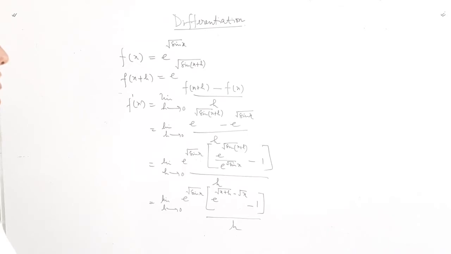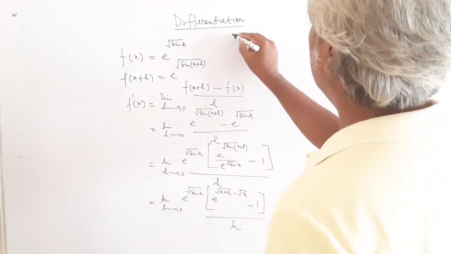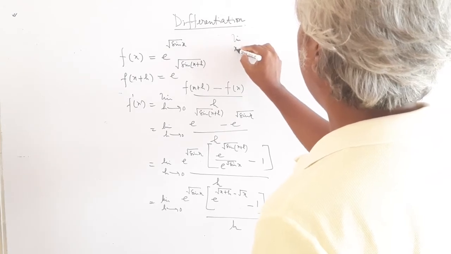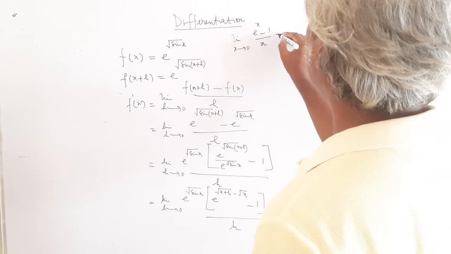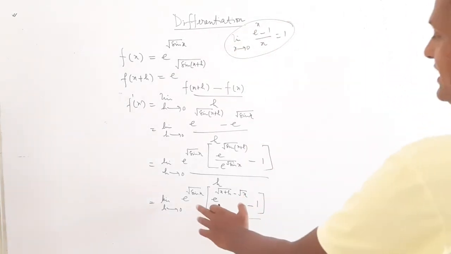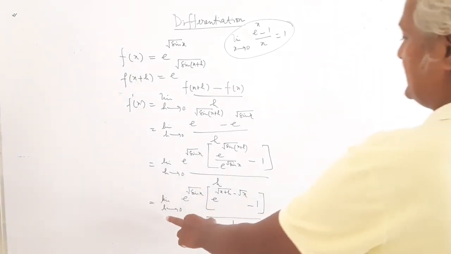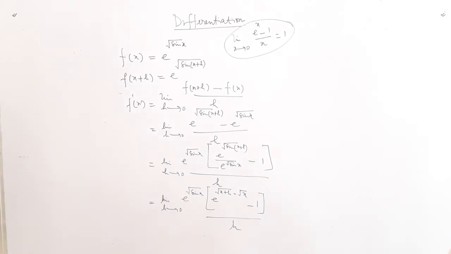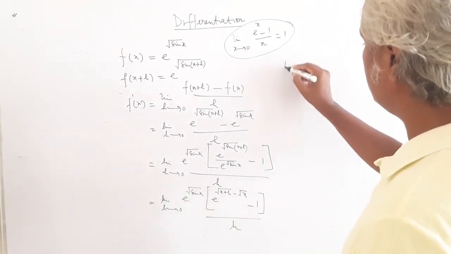over h. Now we have to apply a formula: limit x tends to 0, e to the power x minus 1 upon x equals 1. And perhaps this is the reason why we have taken e to the power root x common, so that I can get this form. Now since h tends to 0, e to the power root x is the independent function, because there is no h involved there, so that is just like a constant.